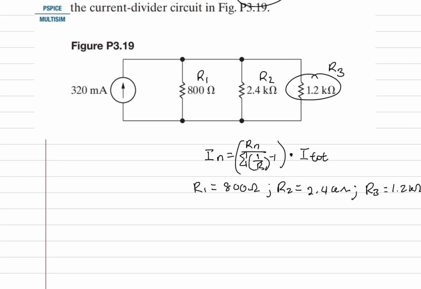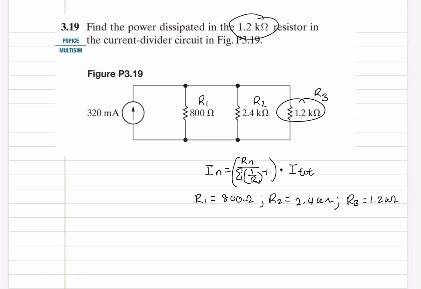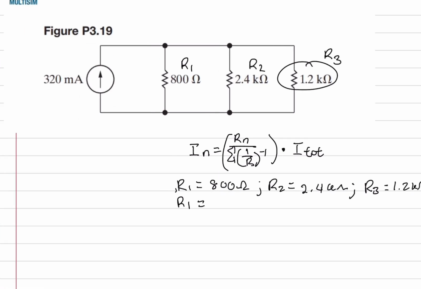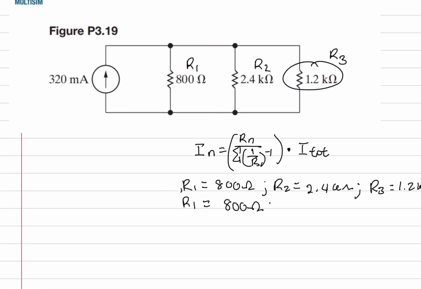If we look at R1, we notice that it's in different units to the other resistors. We have to convert it to kilo ohms, or we have to convert R2 and R3 to ohms. I'm going to convert 800 ohms to kilo ohms. So R1 equals 800 ohms times kilo ohms divided by 1000 ohms. That's the conversion factor. Then we will get 0.8 kilo ohms as the equivalent.